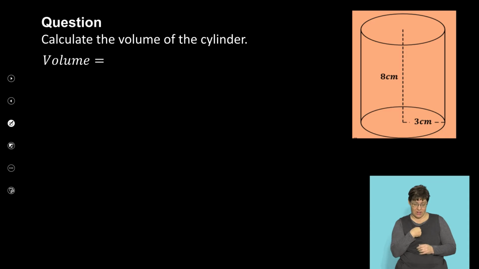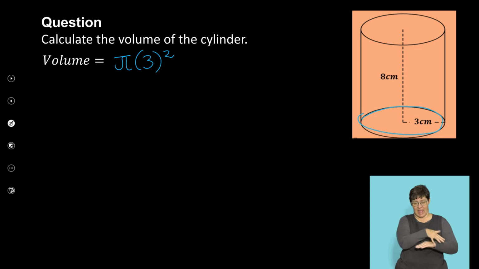So we know that the volume of a cylinder will first be calculated by taking the area of the base. My area of my base is pi r squared, because that is the area of a circle. My radius is 3 centimeters, so it's going to be pi times 3 squared. So I first found my area of my circular base, where my radius is 3 centimeters. I'm then going to multiply this by my perpendicular height, which is 8 centimeters.